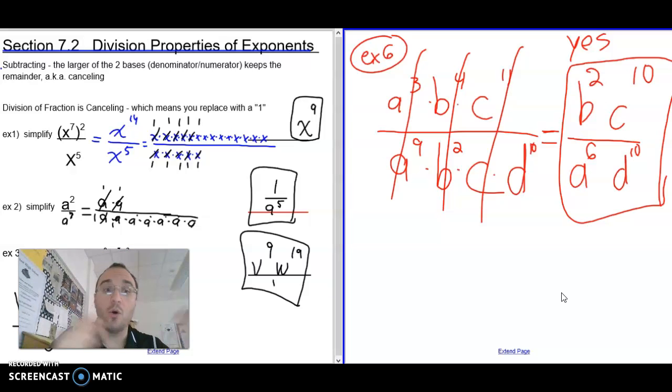So no subtraction, no adding, no multiplying. So that is your lesson on when to subtract exponents.